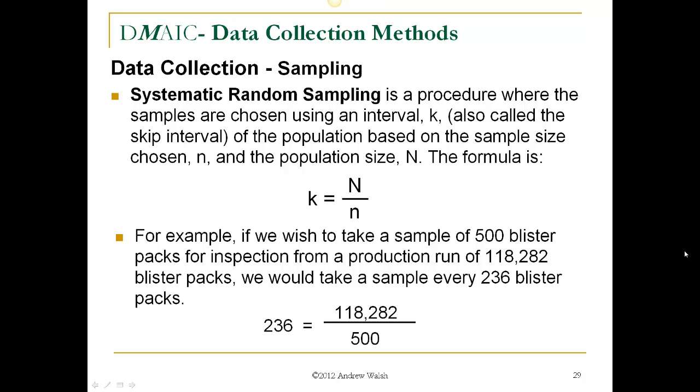So, for example, if we wish to take a sample of 500 blister packs for inspection from a production run of 118,282 blister packs, we would take a sample every 236 blister packs. So 118,282 divided by 500 gives you 236. Now, it may be more convenient to round that to 250 or something like that, which makes it convenient to sample so many blister packages. But it gives you an idea how to get a systematic random sample.